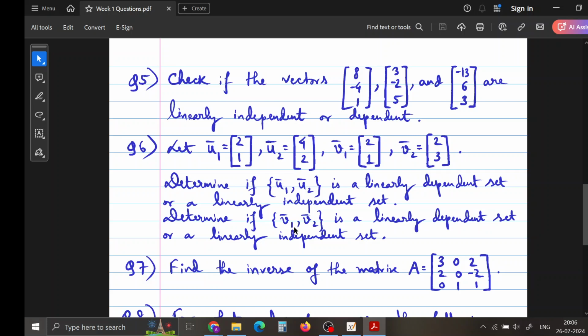Now question number 6, and question number 6 is very easy. It's again on linearly dependent and independent vectors. You are given 4 vectors, u1, u2, v1, v2. First you have to determine if u1, u2 forms a linearly dependent set of vectors or an independent set of vectors. Can someone quickly tell me, just by looking at the vectors u1 and u2, whether they are linearly dependent or independent? We are looking at question number 6.